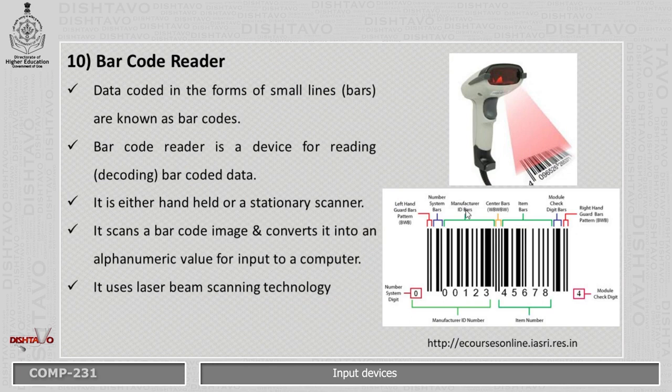Next is the barcode reader. It is again an input device. Data coded in the form of small lines, as shown in these bars, are known as barcodes. A barcode reader is a device for reading and decoding barcoded data. It is either a handheld or stationary scanner. It scans a barcode image and converts it into an alphanumeric value for input to the computer. It uses laser beam technology.